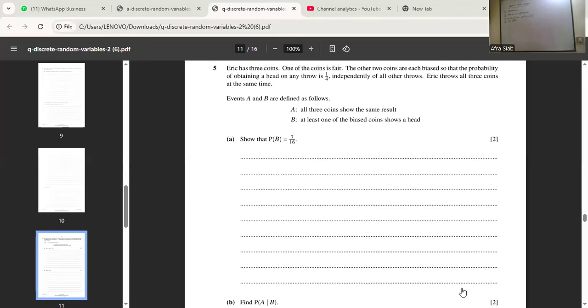Eric has three coins. One of the coins is fair, and the other two coins are each biased, so that the probability of obtaining a head on any throw is 1 over 4, independent of all the other throws. Eric now throws all three at the same time. Events A and B are defined as follows. A is all three coins show the same result. B is at least one of the two biased coins shows a head. Show that the probability of B is equal to 7 over 16.